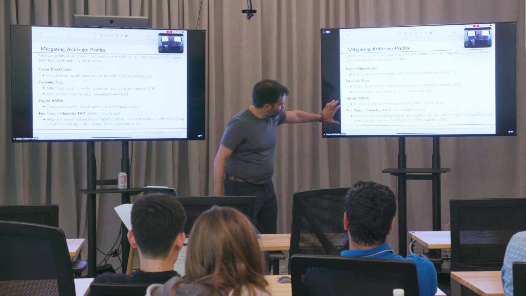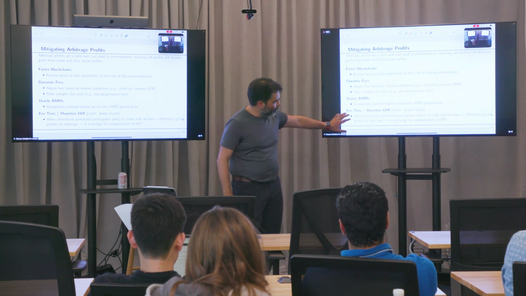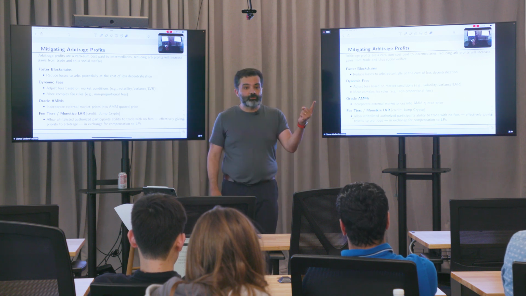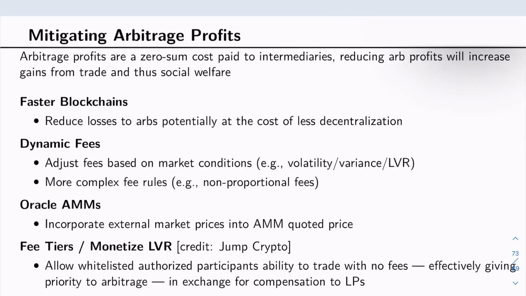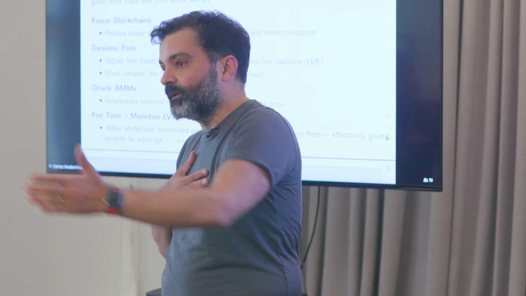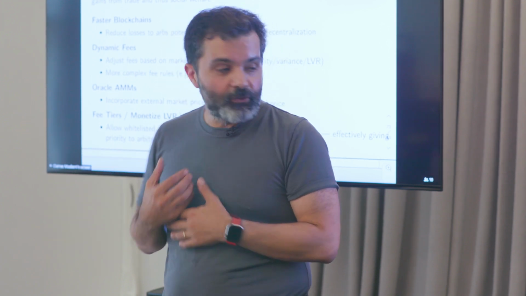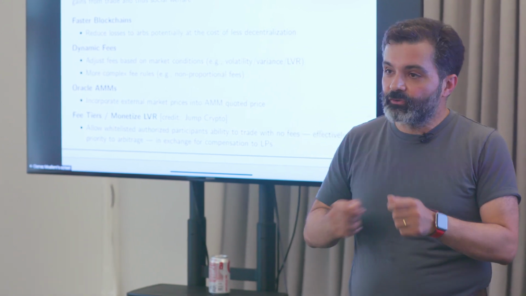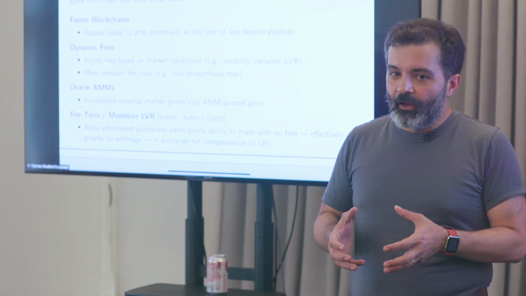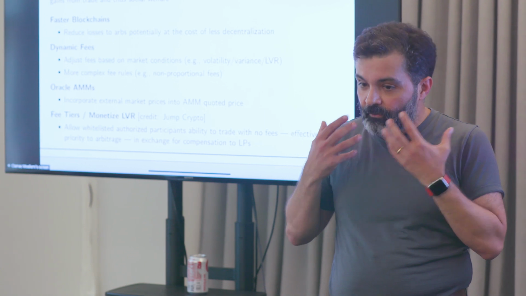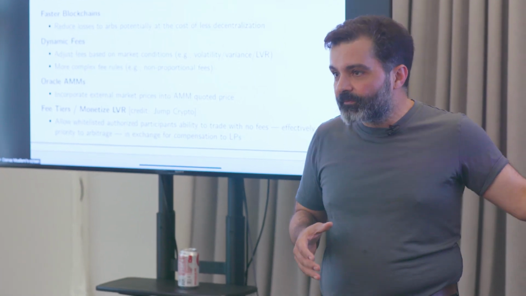So one proposal I didn't dive into here is suppose you give one person the right to trade with no fees. If that person can trade with no fees, in some sense, they're going to have priority over other arbitrageurs, right? Because if I'm paying a 30 basis point fee and you're not paying any fee, and the mispricing is 10 basis points, you can trade that and make money. I can't. So you could auction off the right to be whitelisted and to trade with no fees, and presumably, because that's valuable, you could monetize some of the LVR. So I think there are ideas like that.